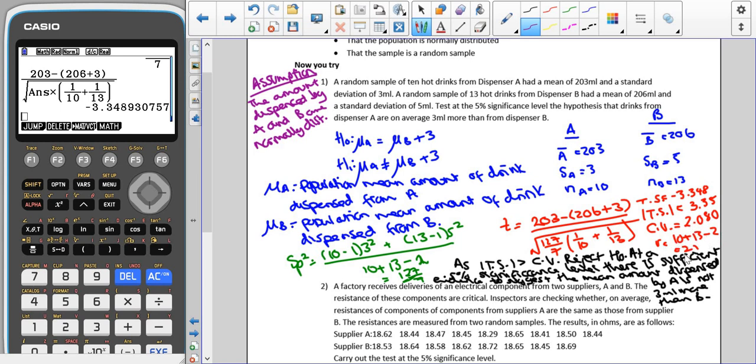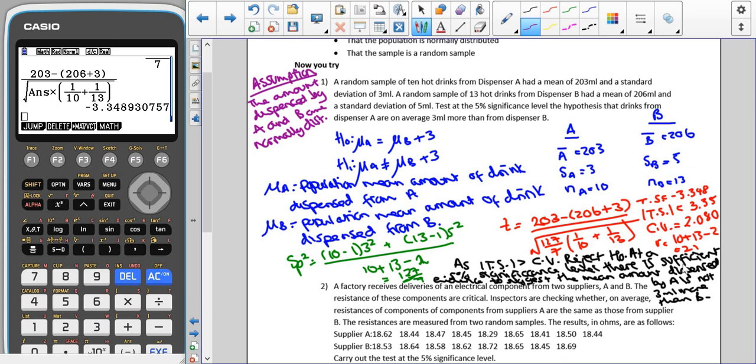Looking at the critical value from the critical value table, our degrees of freedom is 21 because 10 plus 13 minus 2 gives us 21. And looking down, because this time it's a two-tailed test, we have to half our 5% significance level, which gives us 2.5%. So 100% take off 2.5% means that we're looking down from 0.975 down to 21, which gives us 2.080. So then, as the size of the test statistic is bigger than the critical value, we reject H naught.